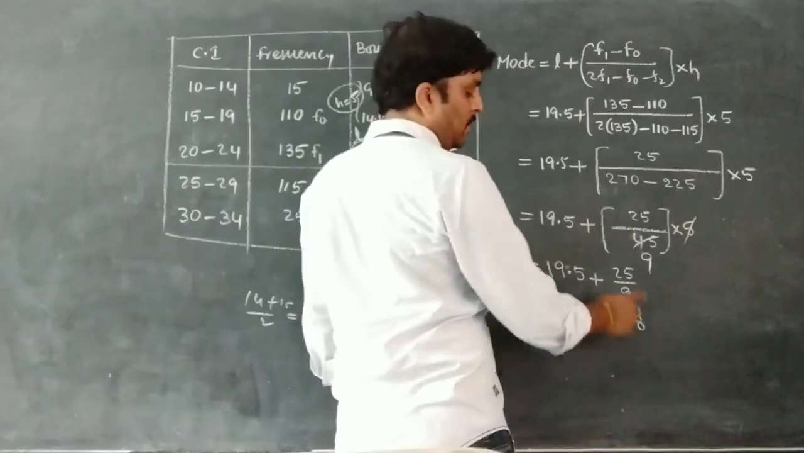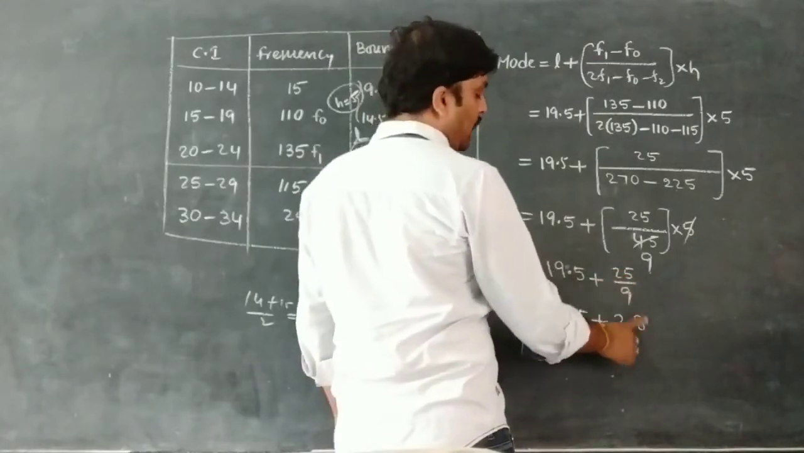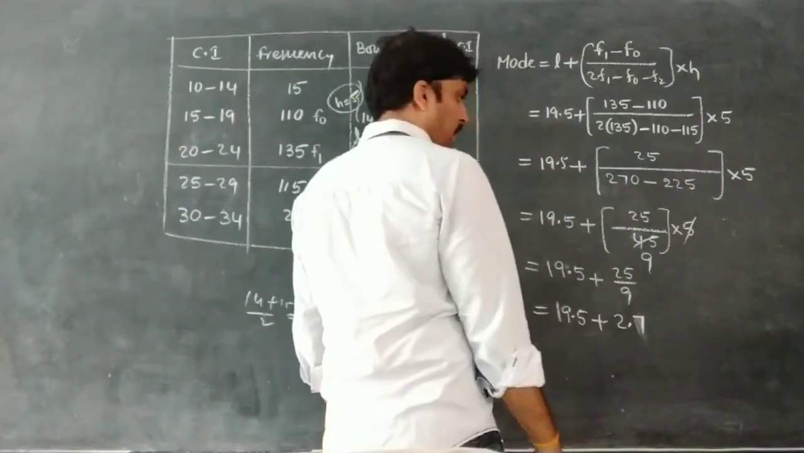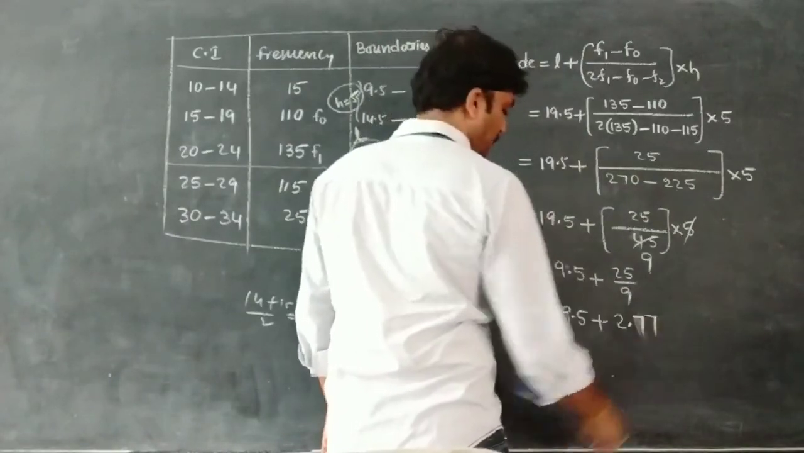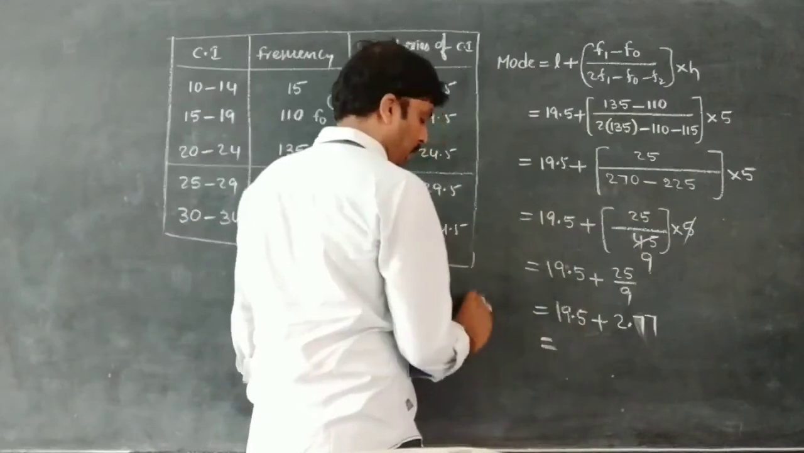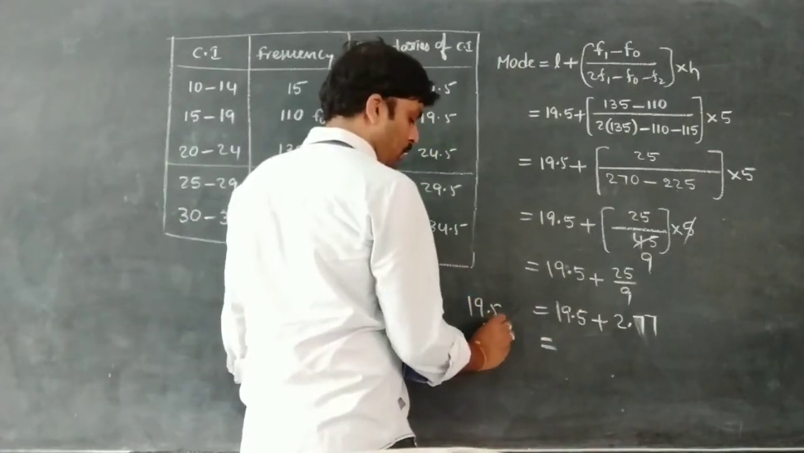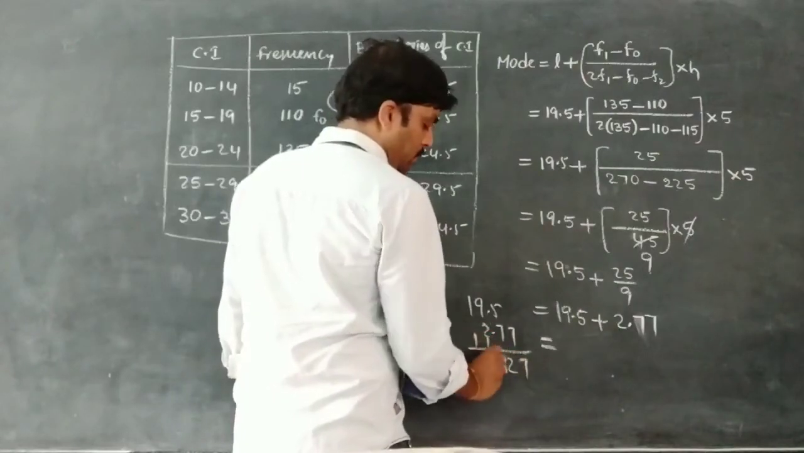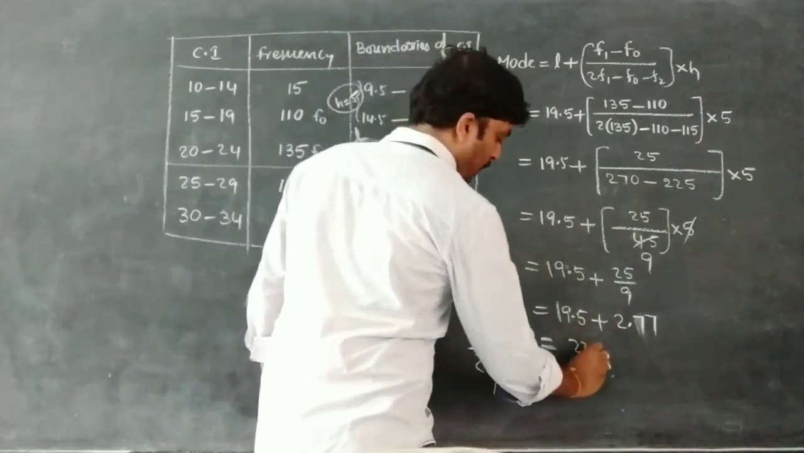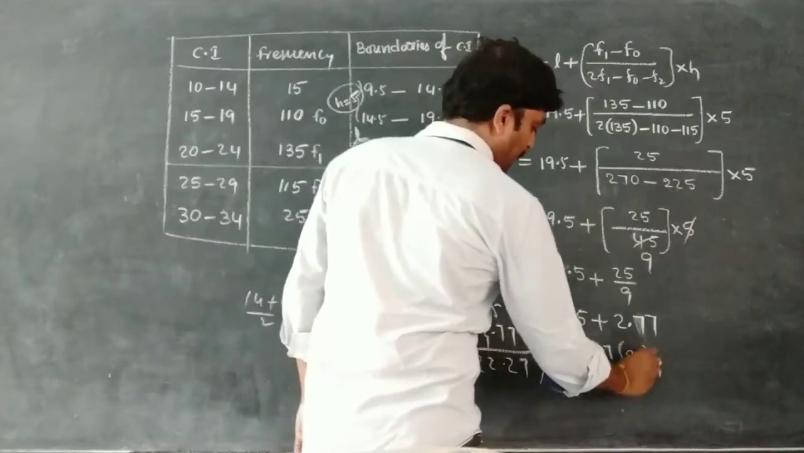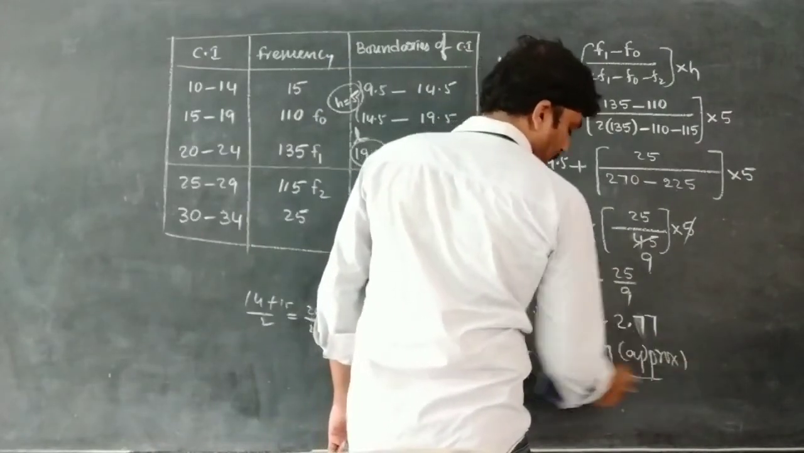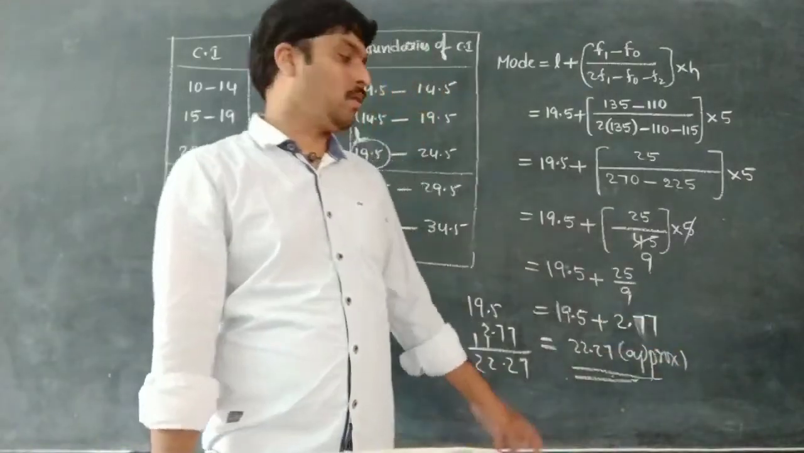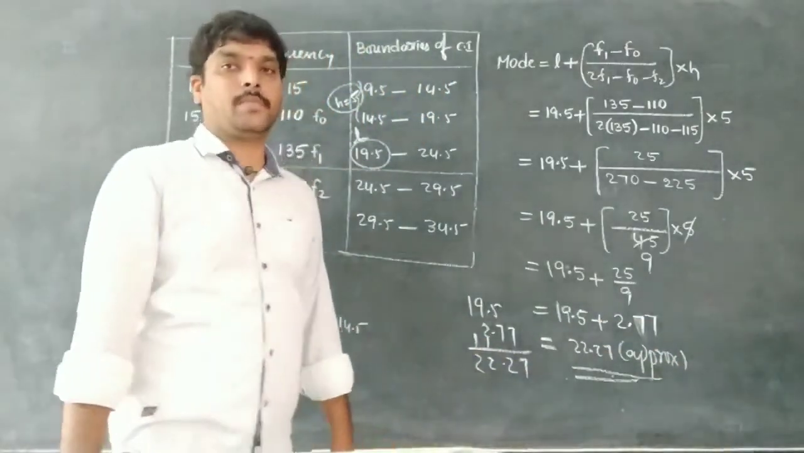9 eights are 72, 9 twos are 18, 7 got. So 9 sevens are 63. Remaining 7. Again 7. So you should add both: 19.5, 2.77, 22.27 approximately. Because it is not an exact answer, there is some decimal continuation getting. So we should write approximately.